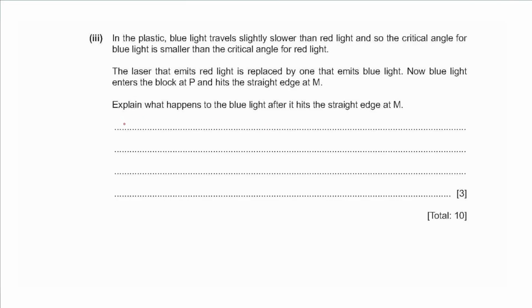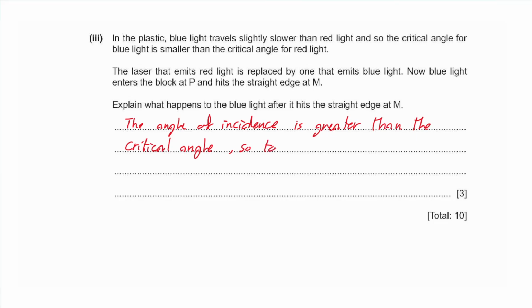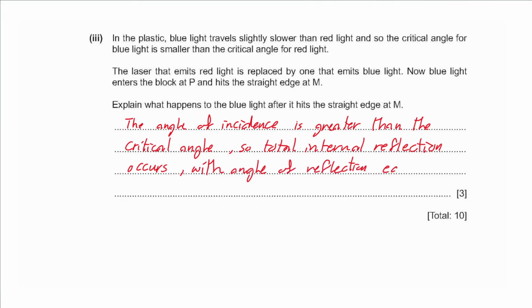So this is what we will write. The angle of incidence is greater than the critical angle, so total internal reflection occurs with angle of reflection equal to angle of incidence. So the 3 marks here are: the angle of incidence is greater than the critical angle, the second mark is total internal reflection, and the third mark is for the angle of reflection is equal to incidence.